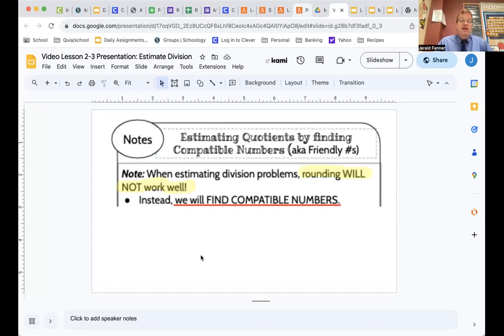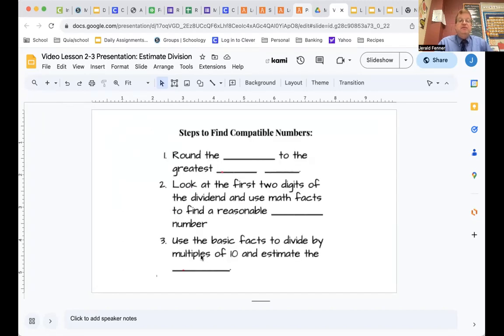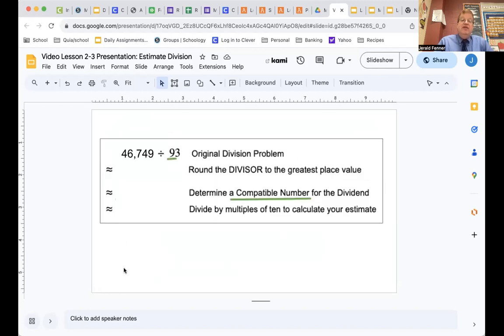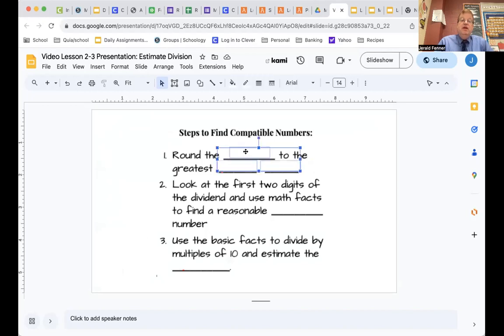Now, what exactly is a compatible number? I'm glad you asked. Okay, so steps to finding the compatible number. The first step you will always have is, you will need to round the divisor to the greatest place value.